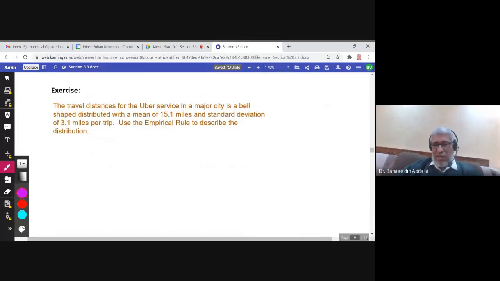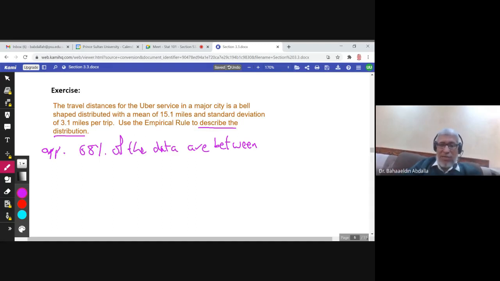If he asks you a question like this, use the empirical rule to describe the distribution. Describing the distribution, you mention all the 3 points. You say approximately 68% of the data values are between, and you put the intervals x bar minus s and x bar plus s. So here x bar, the mean is 15.1, so 15.1 minus 3.1, which is the standard deviation. Okay, so the answer is 12. So 68% of the data are between 12, and now you add 15 plus 1 standard deviation, you get 18.2.